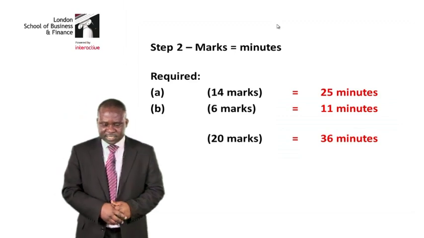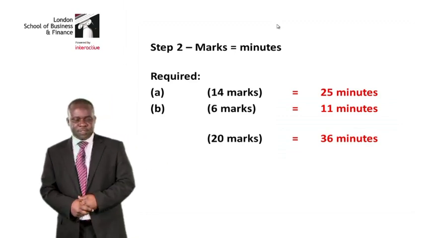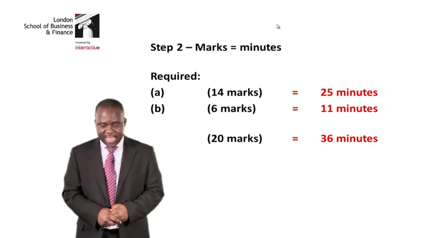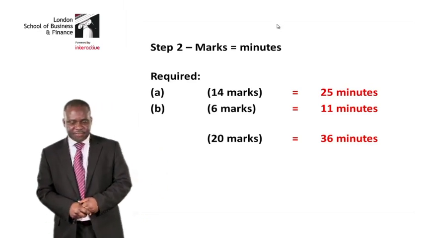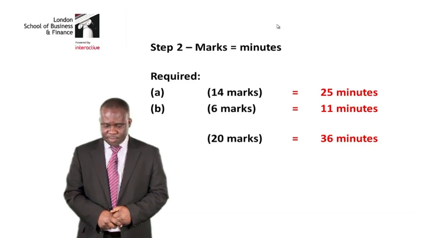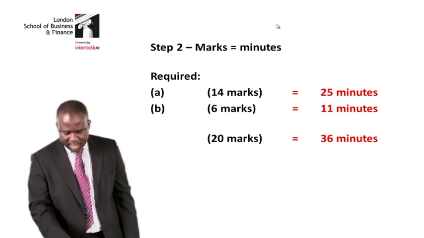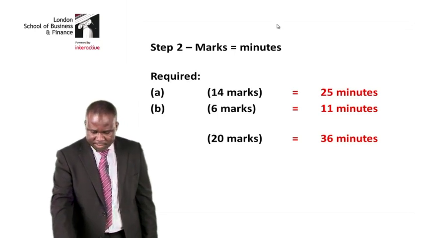Okay, and that's what I've done. 14 marks times 1.8 should give you 25 minutes, and then 6 times 1.8 should give you approximately 11 minutes. So the 20 marks should give you a 36-minute timing.